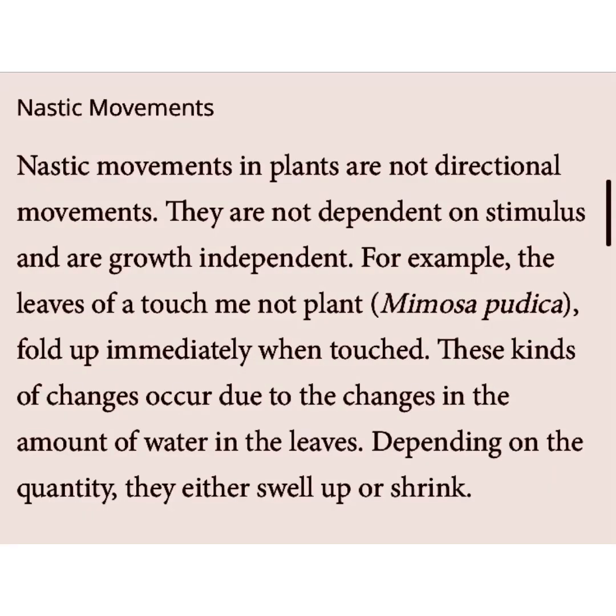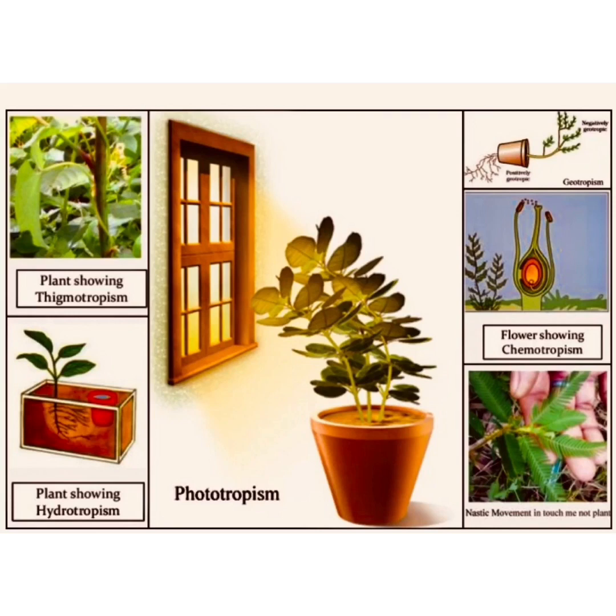Now come the nastic movements. Nastic movements in plants are non-directional movements. So they occur irrespective of the direction of the stimulus. They are not dependent on the stimulus direction and are growth independent, because no growth occurs in such movements. For example, the leaves of a touch-me-not plant, which is known as Mimosa pudica, fold up immediately when you touch it. These changes occur due to the change in the amount of water in the leaves. So depending on the quantity, they either swell up or shrink. So this is an example of nastic movements.